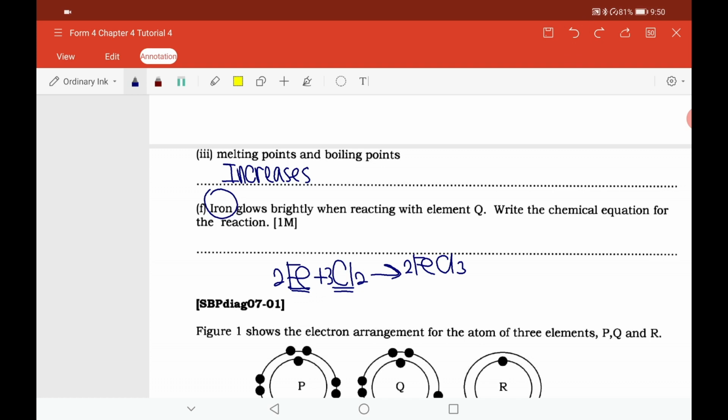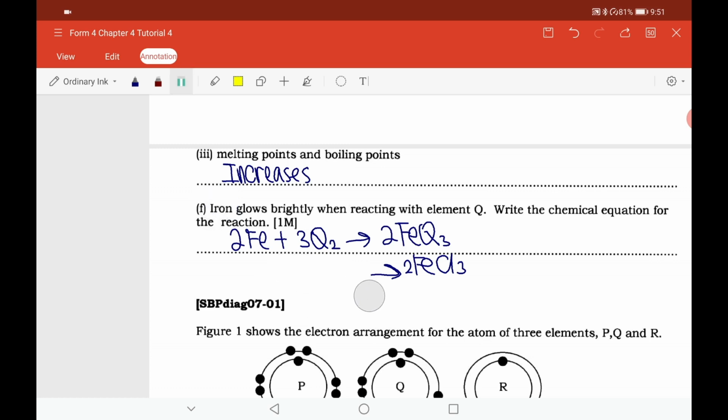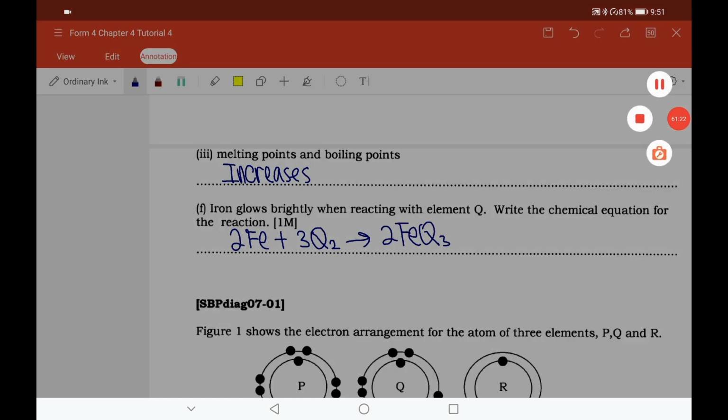Okay, so you will get 2Fe, you will get 3Q2, you will get 2FeQ3. Yeah, you just change all the chlorine to become Q. Okay, that's why I say for group 17 you always use chlorine to predict. Use the chlorine to predict, and after predict you copy, paste and modify. Yeah, you copy, paste and modify. That is how it works.